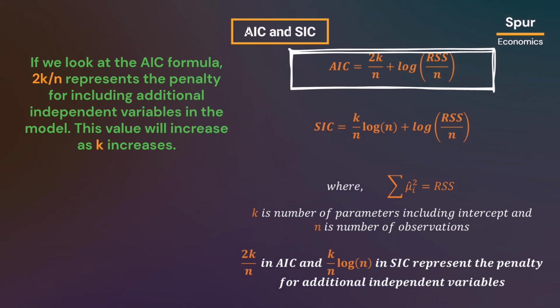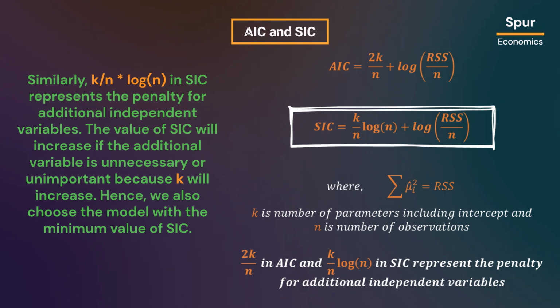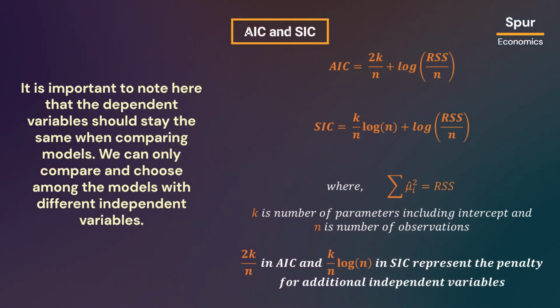If we look at the AIC formula, 2k divided by n represents the penalty for including additional independent variables in the model. This value will increase as k increases. If the additional variable is unnecessary, it will not decrease the RSS and the overall value of AIC will increase due to the penalty. Hence, we should choose the model with the minimum value of AIC. Similarly, k by n multiplied by log n in SIC represents the penalty for additional independent variables. The value of SIC will increase if the additional variable is unnecessary or unimportant because k will increase. Hence, we also choose the model with the minimum value of SIC. It is important to note here that the dependent variables should stay the same when comparing models. We can only compare and choose among the models with different independent variables.